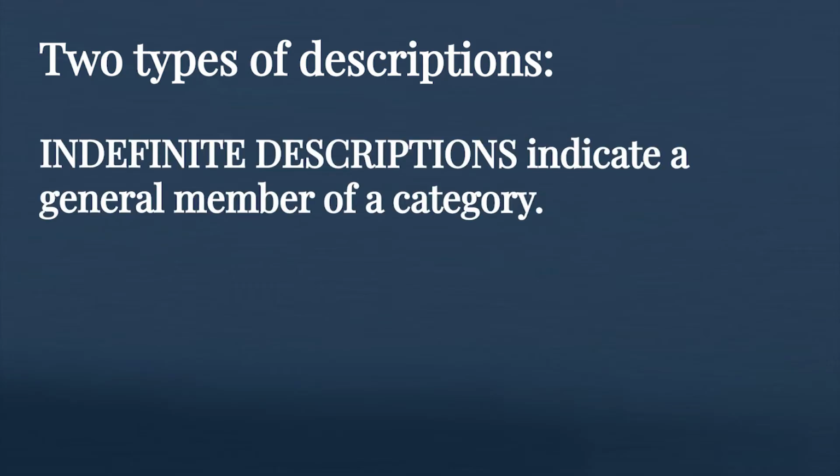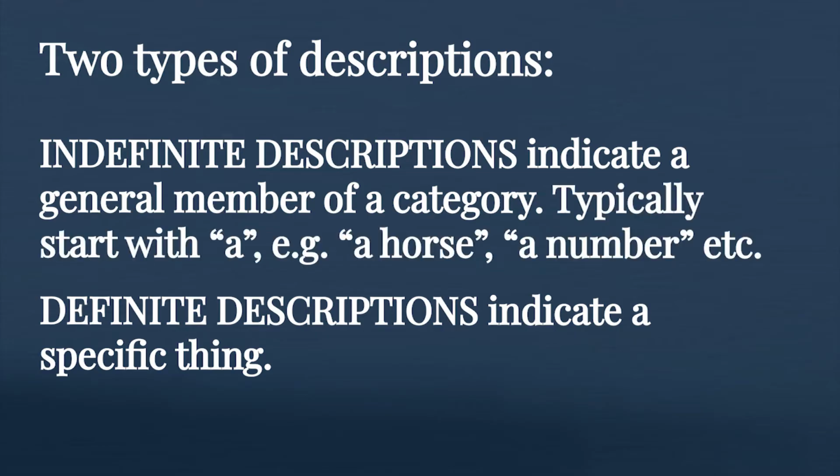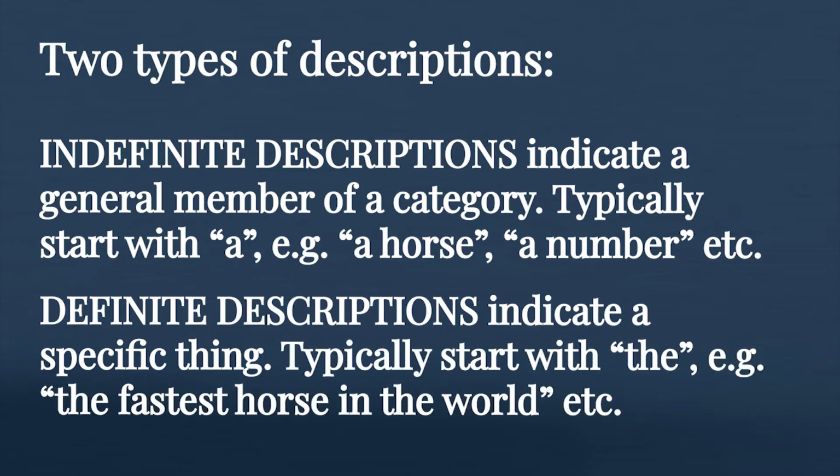Now, descriptions come in two broad types. First, there are indefinite descriptions that indicate some general member of a category. And second, there are definite descriptions that indicate specific things. Indefinite descriptions typically start with the word "a" and include phrases like "a horse," "a number," or "a pipe-smoking Cambridge philosopher." Definite descriptions, on the other hand, typically start with "the," such as "the fastest horse in the world," "the even prime number," or "the pipe-smoking Cambridge philosopher called Bertrand Russell."